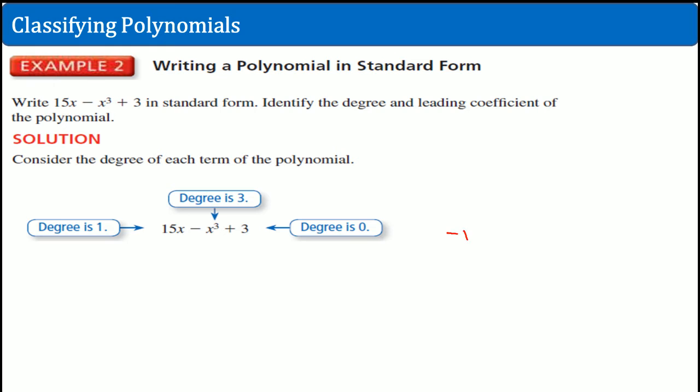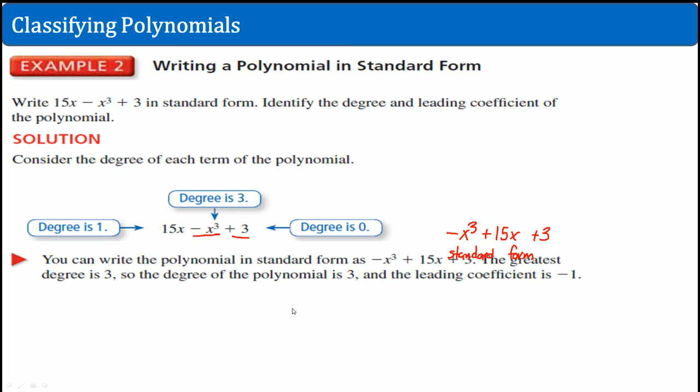So it's a minus x^3 because again, be very careful with the sign in front. Then we have the degree 1, which is plus 5x. Then we end with the plus 3. Okay? This is how it looks like in standard form. Right? So you could write this polynomial in standard form exactly like that. From the greatest degree of 3, so the polynomial of this has a degree 3, the leading coefficient here would be a negative 1. Okay.